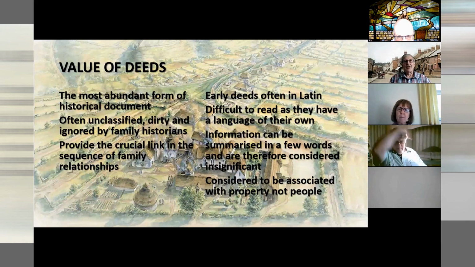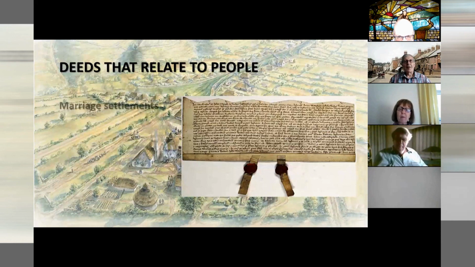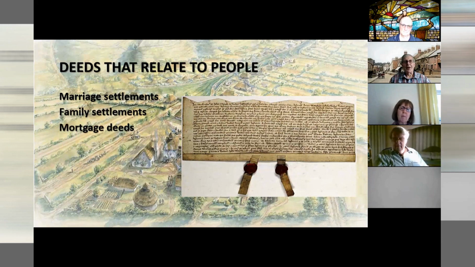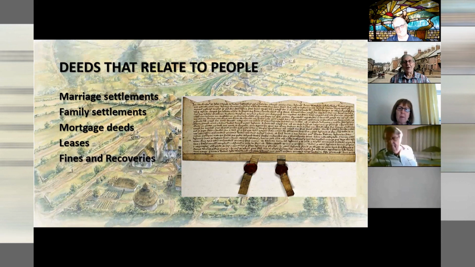So what deeds relate to people? Marriage settlements. And that's not just for the well-to-do. Same with family settlements. Mortgage deeds. Mortgages are not a 20th century invention to buy a house. They've been around for a long while, as have leases. Fines and recoveries. These are where people sue people for damages and things like that. Bargains and sale, which in effect are what we today would call conveyances.